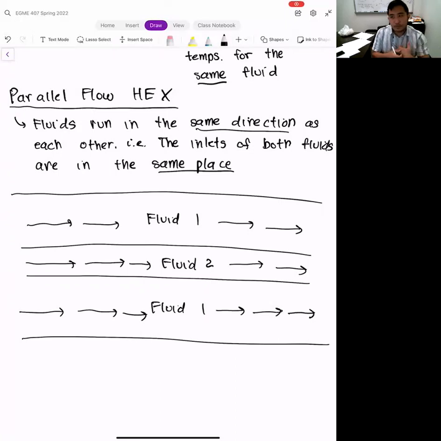Since they're flowing from left to right, that means the inlets are going to be on the left. And so we have T1 inlet. And the inlet for fluid 2 is going to be on the left as well. T2 inlet. And of course, if their inlets are in the same place, that means their outlets are going to be in the same place as well. And so we have T1 outlet, T2 outlet.